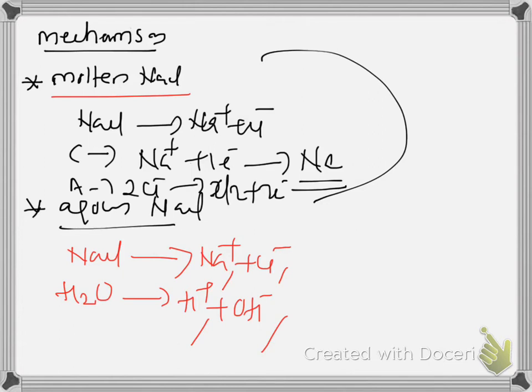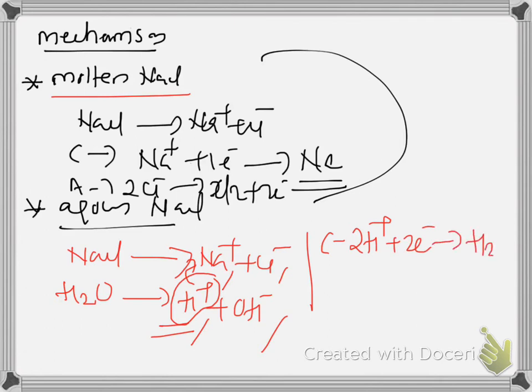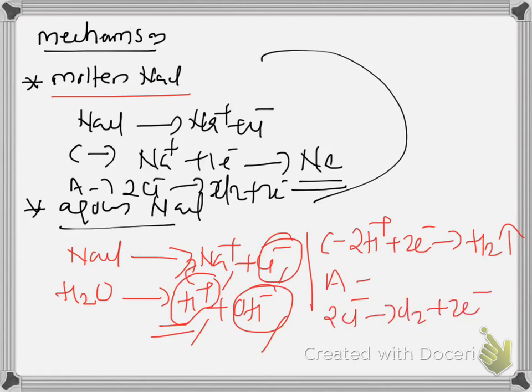Since the reduction potential of hydrogen is greater than sodium, or the discharge potential of hydrogen is greater than sodium, hydrogen ions will move towards the cathode. 2H+ + 2e− gives H2 liberated. At the anode also there is a competition between Cl− and OH−, but due to low discharge potential, Cl− moves towards the anode and is discharged as chlorine gas.